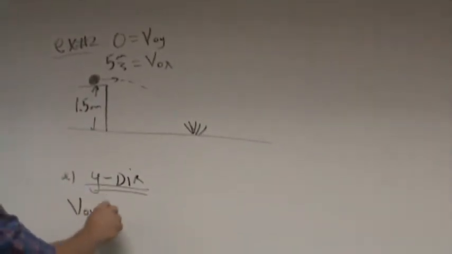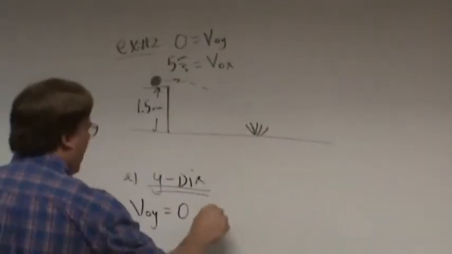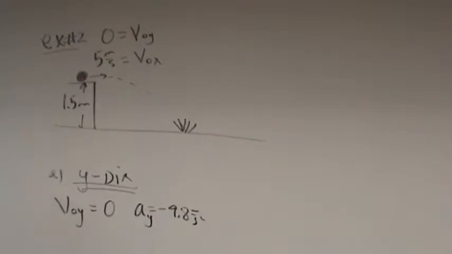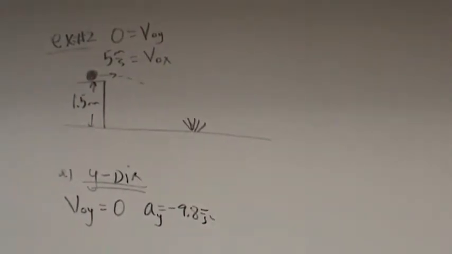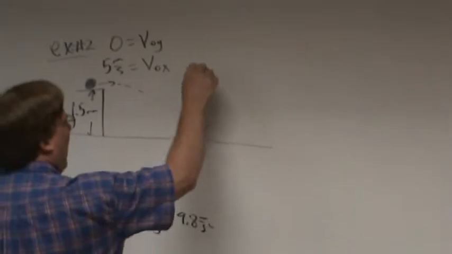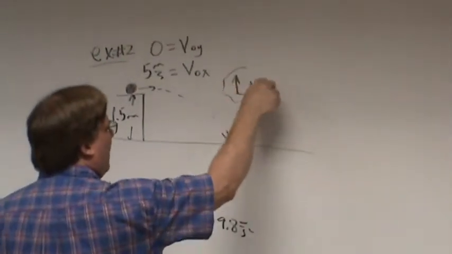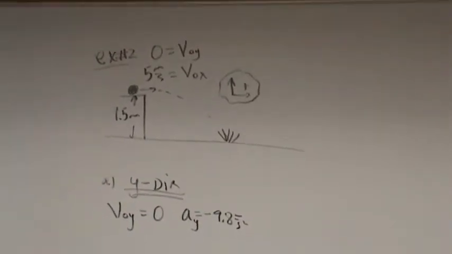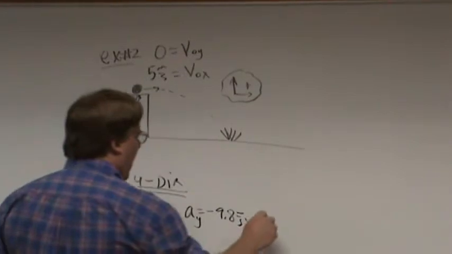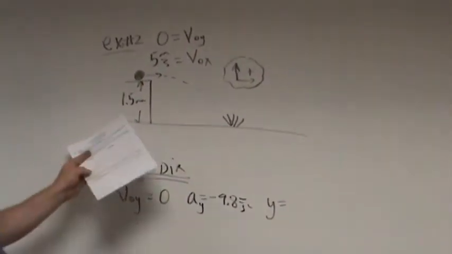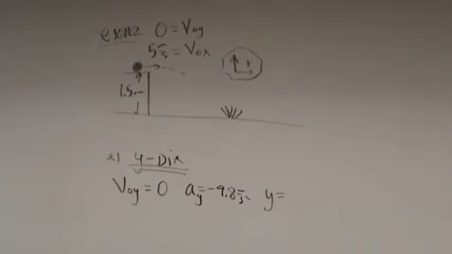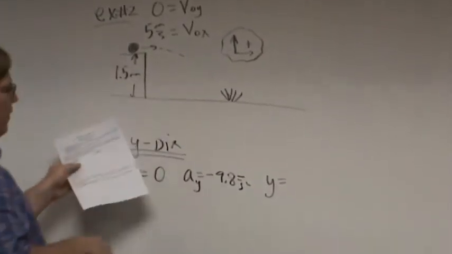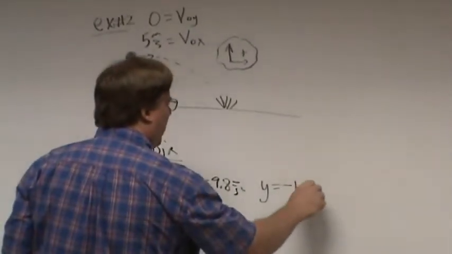You know the initial velocity in the y direction is 0. The acceleration in the y direction is negative 9.8 meters per second squared. By the way, by making it negative 9.8 meters per second squared, I'm defining up as positive, and I'll define the right as positive. So I'll tell the world, hey, up is positive, and to the right is positive. I know the displacement is 1.5 meters. You guys tell me, is it positive or negative 1.5? Yeah, you guys are saying negative, and you're correct because it's falling down. So the displacement is negative 1.5 meters.